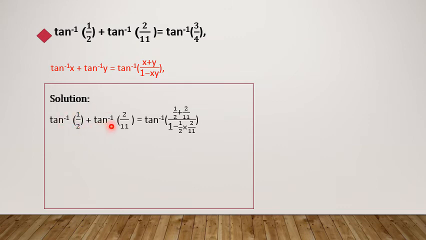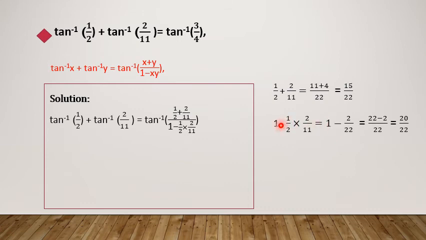Tan inverse x plus tan inverse y equal to tan inverse, instead of x, we put 1 by 2, and instead of y, we put 2 by 11. Here the denominator 1 minus xy is substituted. Now just cross multiplying and cancelling. Here 1 into 11 is 11 plus 2 into 2 is 4, by 2 into 11 is equal to 22, and 11 plus 4 is 15. So 1 by 2 plus 2 by 11 is 15 by 22.